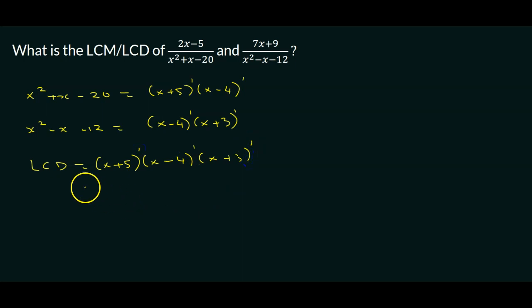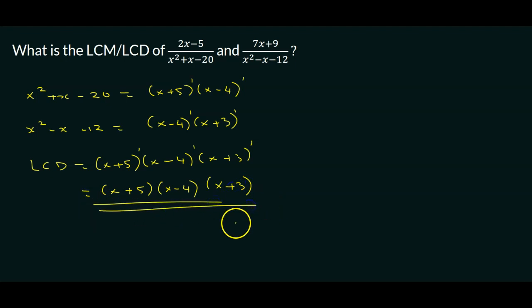So this is what we're going to do. It is going to be x plus 5 multiplied by x minus 4 multiplied by x plus 3. So this is going to be the least common denominator of these rational expressions.